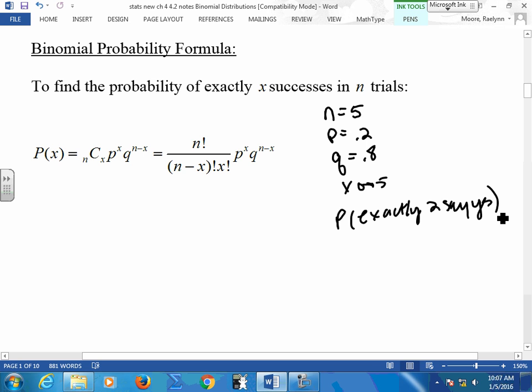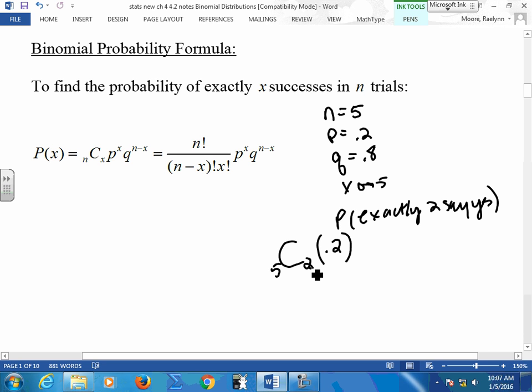Okay? Back in Algebra 2, there was a nice little pattern to this. We did this 5 times. We wanted 2 correct. And you can absolutely do this again. You always measure your success before your failure. So your probability of success was 0.2.